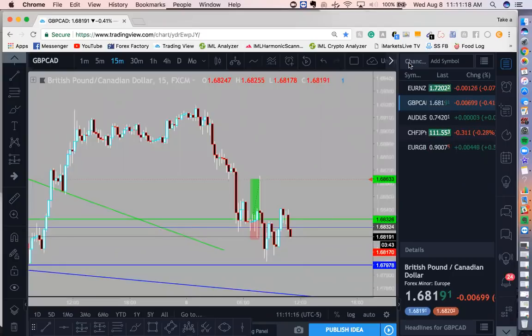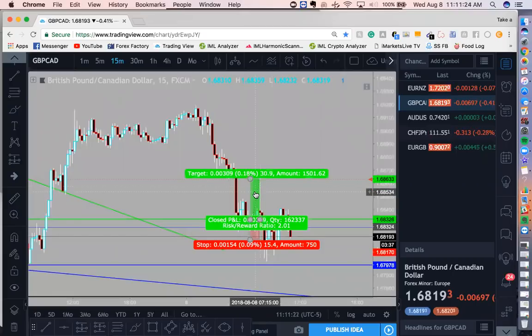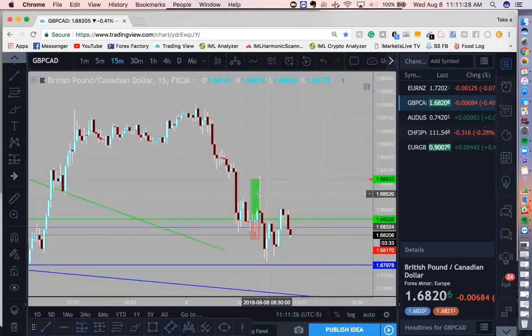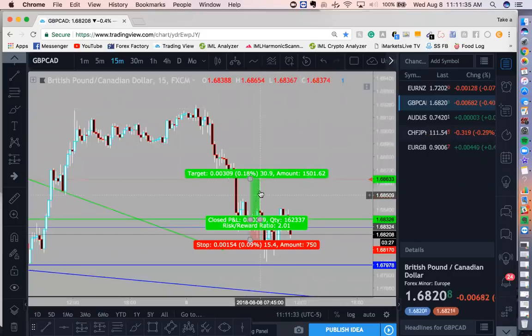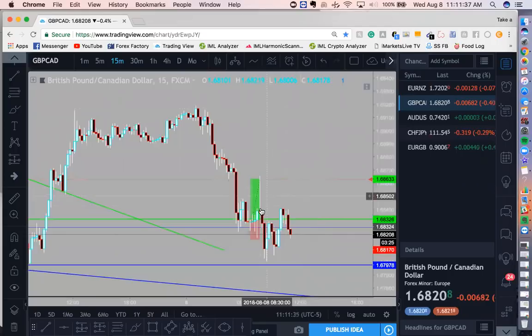I'm going to be going over GBPCAD. Nice little trade we caught early this morning. 30 pips, 2-to-1 risk to reward. Just what we're looking for. Obviously we would have loved this trade to break up and go to the TP2 range that we had marked up. But we're going to be happy with this TP1, 30 pips, and move on from there.